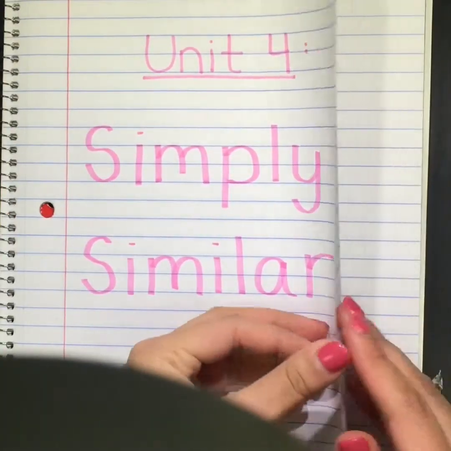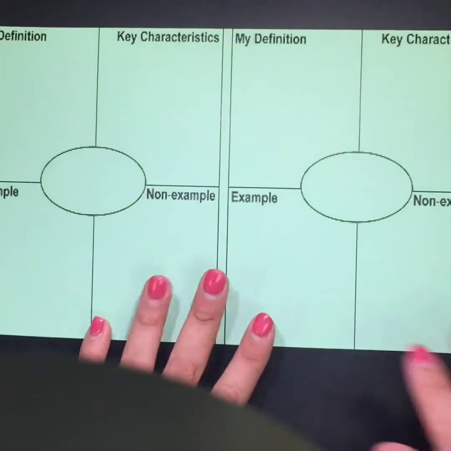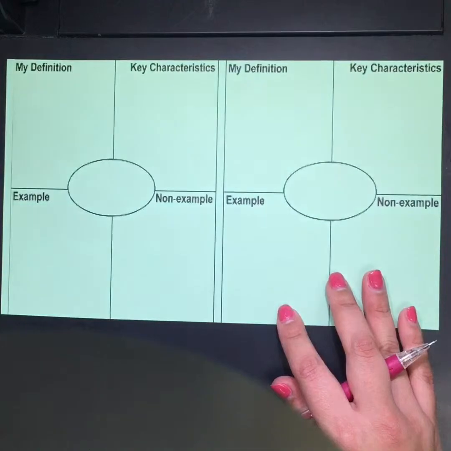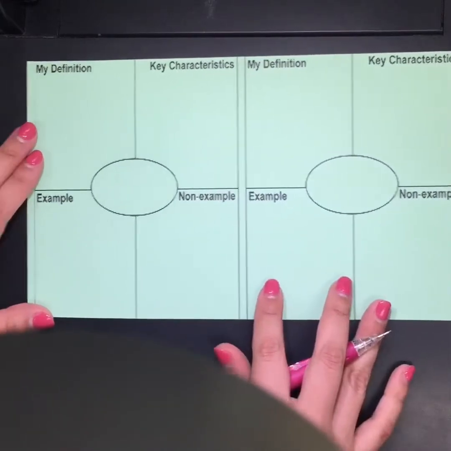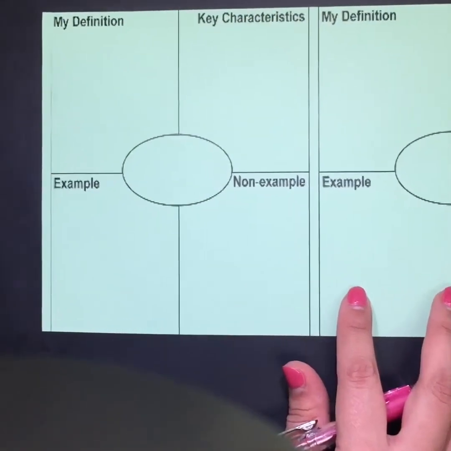Okay, on page 78, we're going to be discussing two definitions of the two words that this whole unit is sort of about. And actually, we're not even going to glue it in just yet. All you need is this handout right here. And we're going to be talking about the words similar and congruent. So let's start with the word similar.